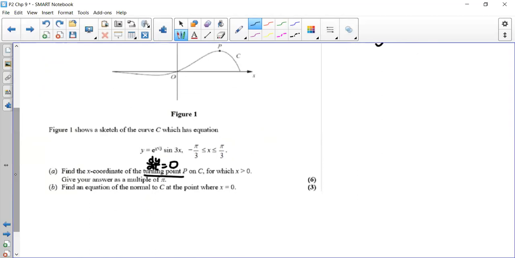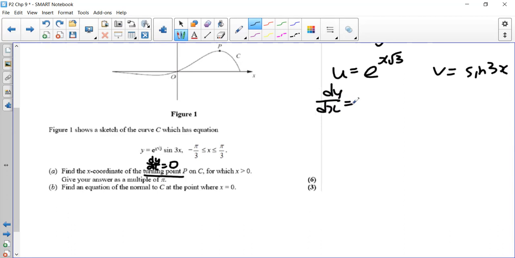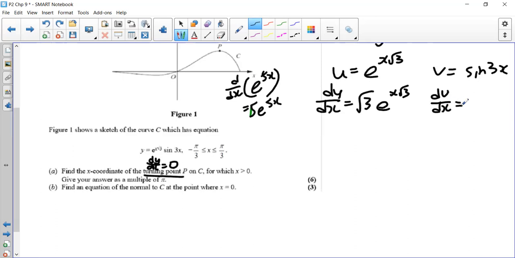So to differentiate, we see a product, so we use product rule. So u equals e to the power x root 3 and v equals sine 3x. Let's differentiate. du by dx, differentiate e to the power x root 3. It looks complicated, but it's not, because root 3 is the coefficient of x. It's like differentiating 5x. What's the derivative of e to the power 5x? 5 e to the power 5x. So same in here, it is root 3 e to the power x root 3. dv by dx, differentiating sine 3x is 3 cos 3x.